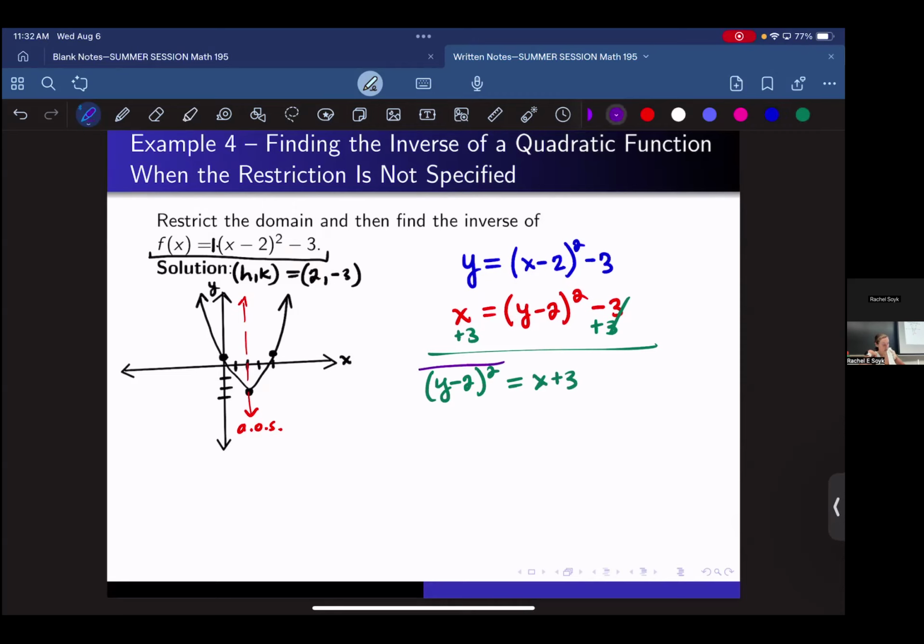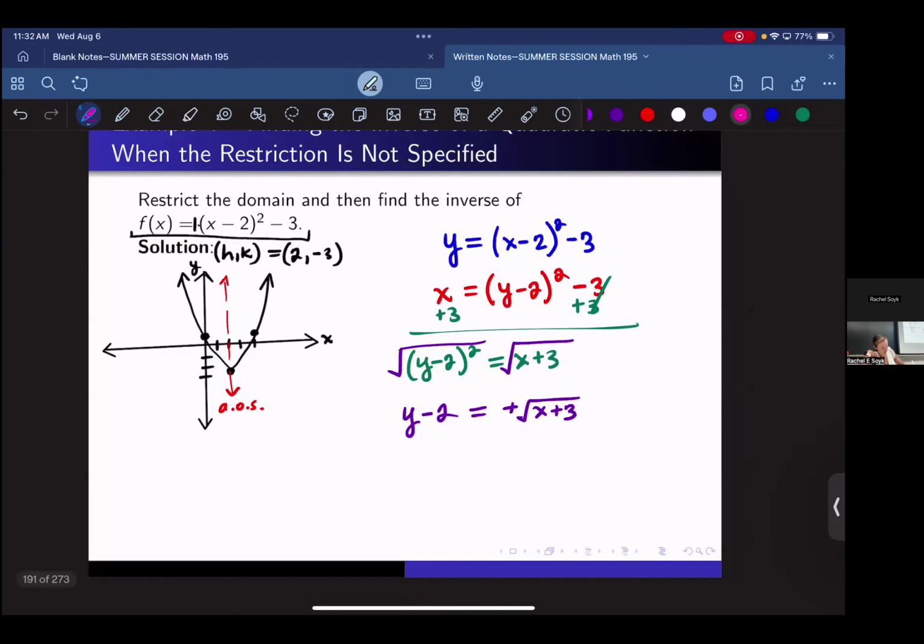And then we can go ahead and take the square root of both sides. This is really where the restriction comes into play, because we're just going to hone in on the positive square root of x plus 3. And then last but not least, we're going to add 2 to both sides. So we end up getting y is equal to the positive square root of x plus 3, and then plus 2. But you don't want to forget to put it into your proper inverse function notation.